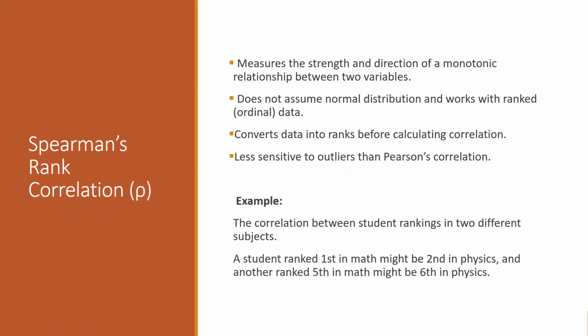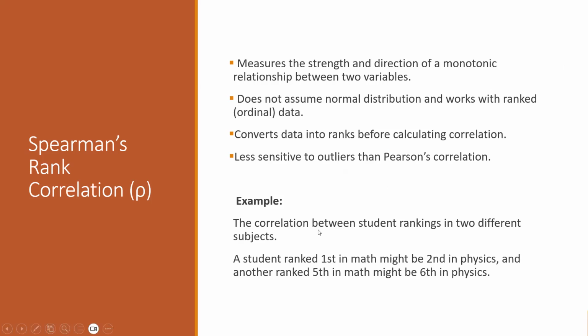So now we come to Spearman's rank correlation. It measures the strength and direction of a monotonic relationship between two variables. It does not assume normal distribution and works with ranked ordinal data. It converts data into ranks before calculating correlation. It is less sensitive to outliers than Pearson's correlation. So one thing we should keep in mind is that Pearson's correlation is for normally distributed data, and Spearman's rank correlation is nearly the same thing, but for non-normally distributed data. And it is for ordinal data, where there is going to be ranking.